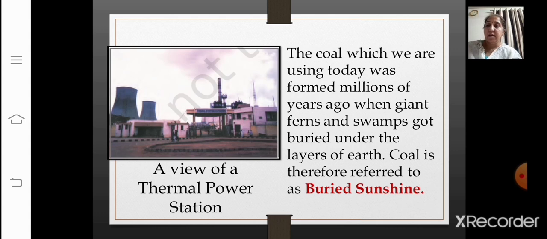The coal which we are using today was formed millions of years ago when giant ferns and swamps got buried under the layers of earth. So, therefore, coal is referred to as the buried sunshine. See, even today it has been formed millions of years ago, but even today also we are using it. That is the reason it has been given the name the buried sunshine. Here the image has been given to you, a view of the thermal power station.